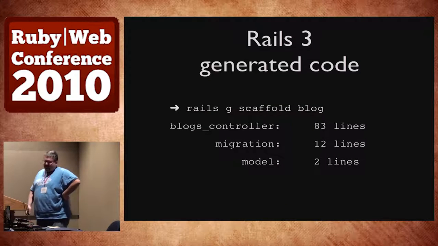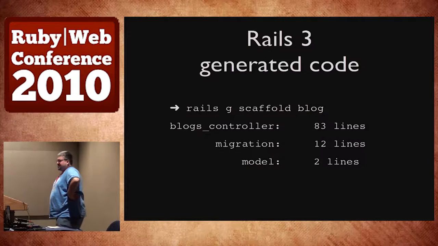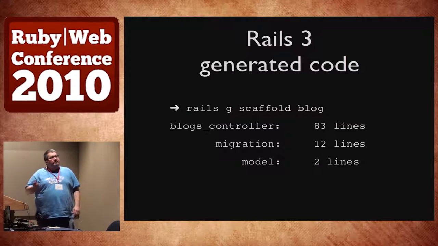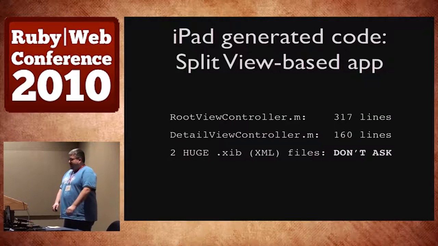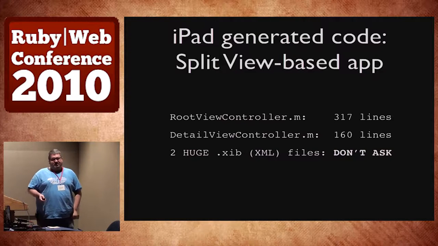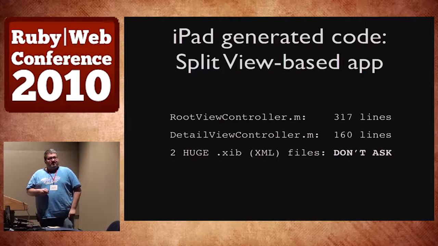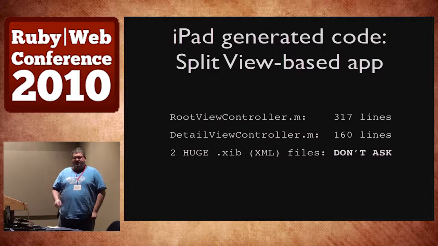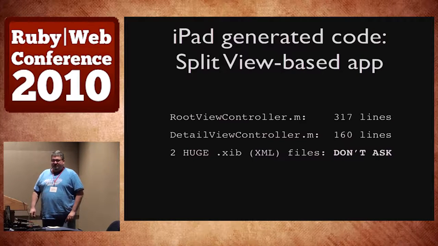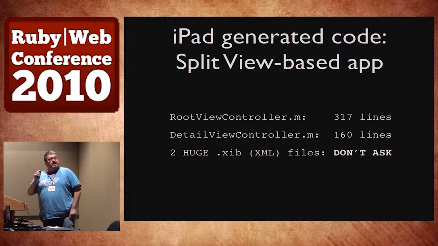So with Rails 3 generated code, generate a scaffold for a blog. You get about 100 lines of code total, and almost none of that's in the model, granted, but you don't need that much. And the scaffolding and the controller, well, you guys already know most of this. Now, for iPad, if I want to have a database-backed application, I get about 500 lines of Objective-C code. That's a lot of code. And then in addition to that, I get two what are called XIB files. We'll talk about that in a little bit. Those are XML interface builder files. And you don't want to know how big they are. They're huge. You're never going to edit those if you do actually use them. I'm going to tell you probably shouldn't, and we'll talk more about that later too.